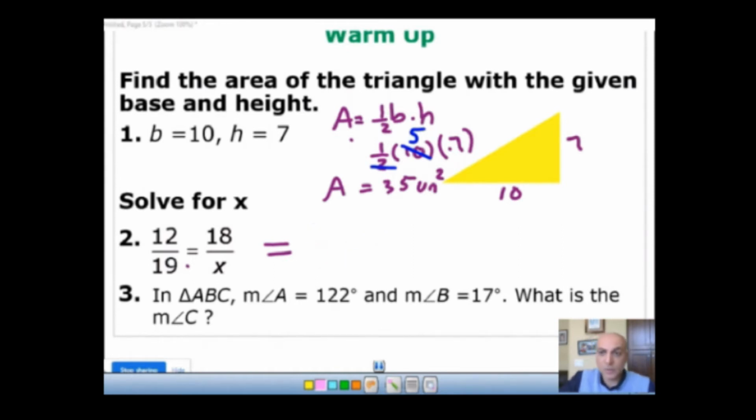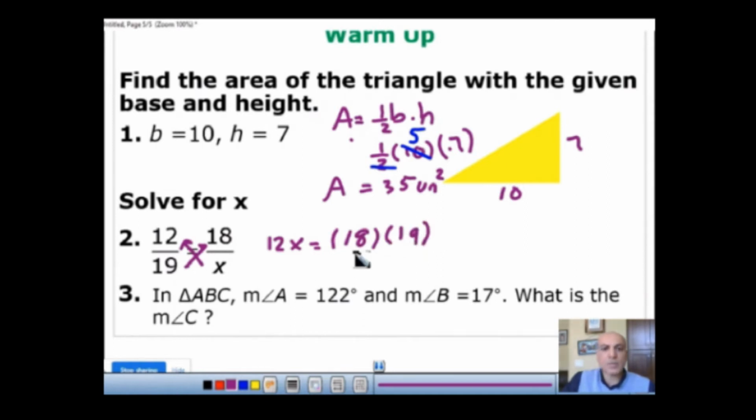You could try it and find out. So this is x times 12. This is 12x equals 18 times 19, or 19 times 18, doesn't matter. 18 times 19. And somebody's getting me a number here. Some of you are giving me 3, 4, 2. Let's check here.